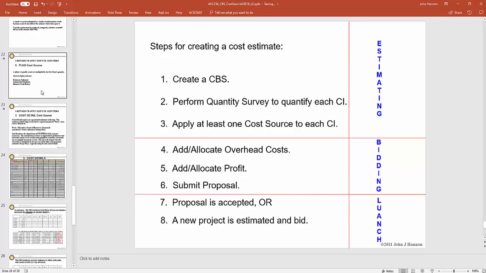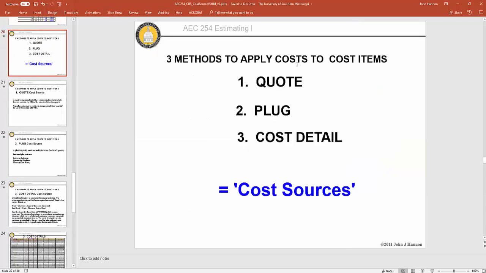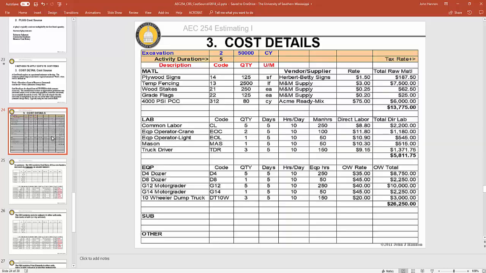I talked about the 3 types of cost sources, right? I can solicit quotations and receive them and put them into my cost breakdown structure. I can plug costs from databases or experts' brains, or I can derive the cost myself with what we call a cost detail. I don't want to go too far into that, but just to give you an idea, here's a separate example. Let's say I'm trying to figure out the cost of an excavation item. So there's 50,000 cubic yards of excavation in this example.